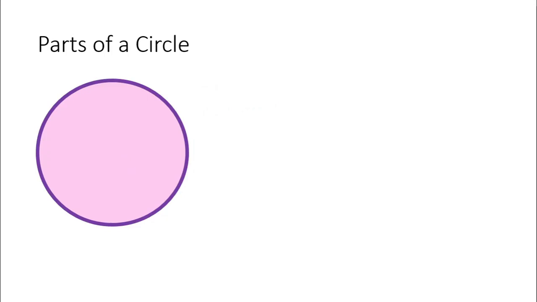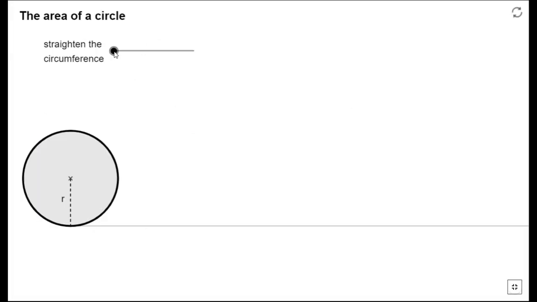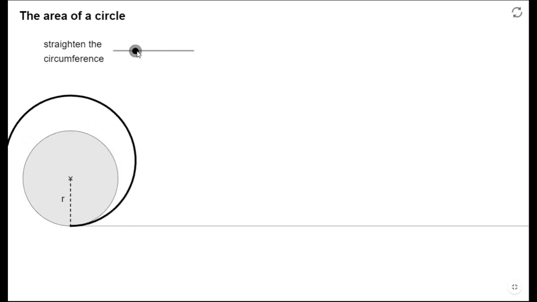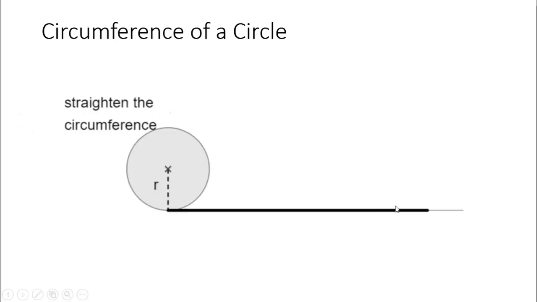Now this dark circle that I've drawn around my pink circle, that represents my circumference. Circumference is really just another word for the perimeter of a circle. Here's an animation to show what it looks like if I were to roll the circumference out onto a straight line, to show that it is a one-dimensional measure. We can measure it looking in just one single direction.